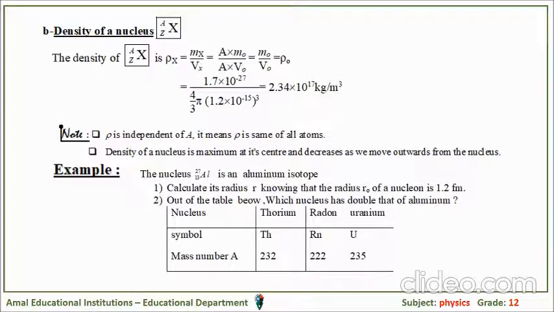Example: the nucleus. You have to treat it. The nucleus aluminum-27 (27/13 Al) is an aluminum isotope. Calculate the radius R, knowing that the radius R0 of the nucleon is 1.2 fermi. Out of the table below, which nucleus has double the radius of aluminum?